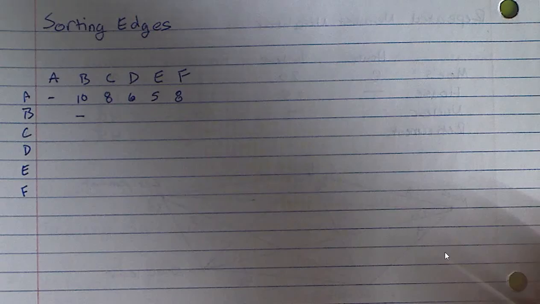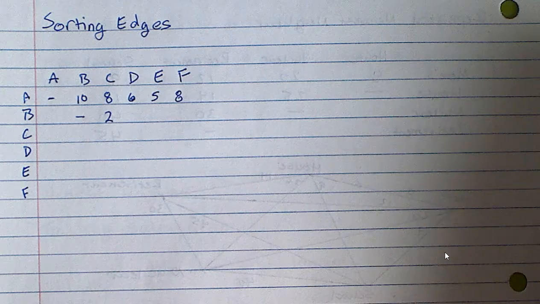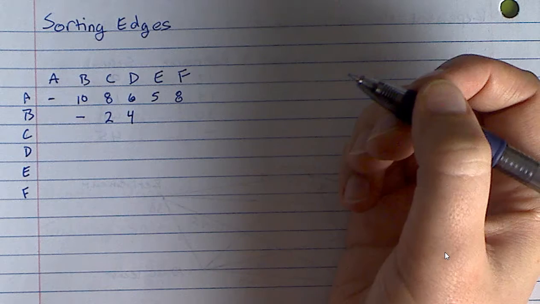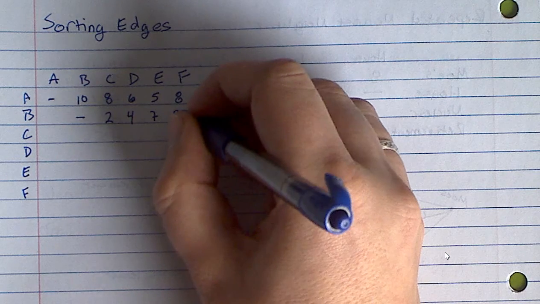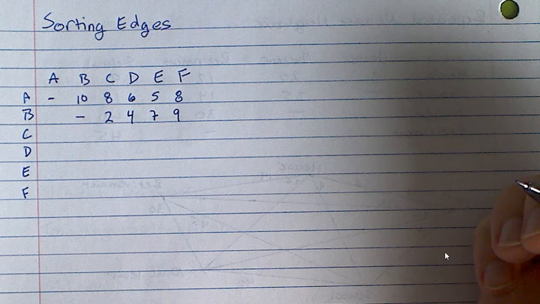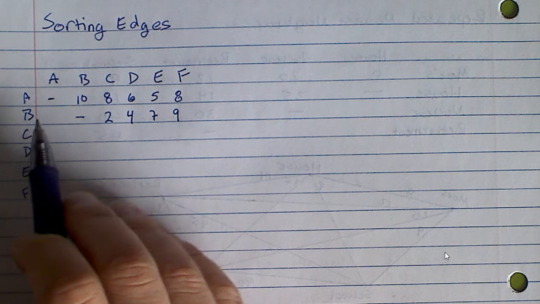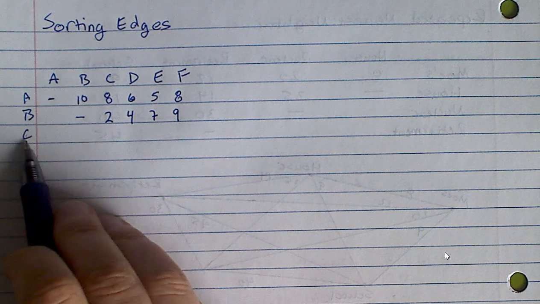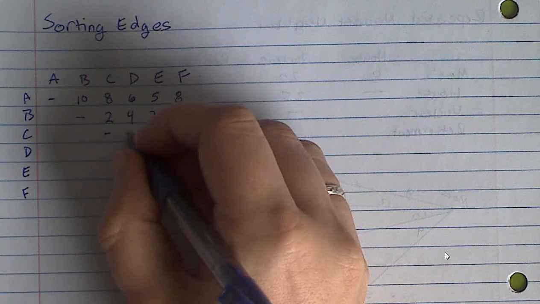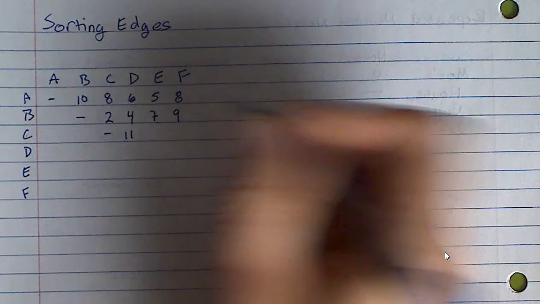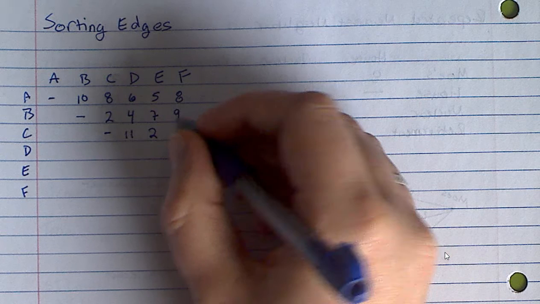But B to C, let's say, is 2. And then B to D is 4. B to E is 7. B to F is 9. I don't have to do C to A because there's already A to C. I don't have to do C to B because there's already B to C. I don't have to do C to C because C is C. C to D, I'll say is 11. And then C to E is 2. And then C to F is 3.